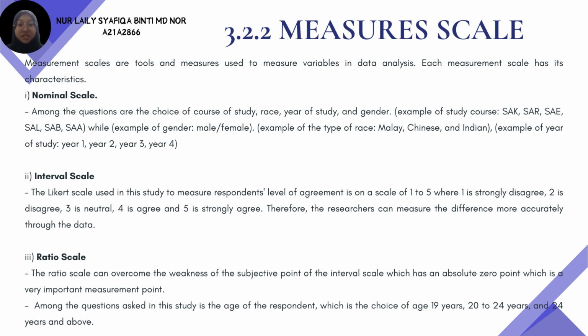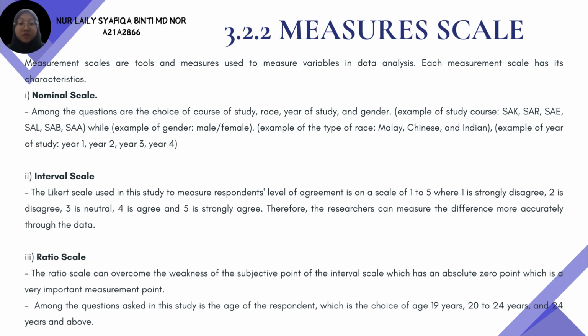Number 1 is the nominal scale. This scale acts as a label to classify and identify the items. This study has used 3 basic questions as basic data for the research to collect information related to facilities at University Malaysia Kelantan at Pengkalan Chepa campus. Among the questions are the choice of course of study, race, year of study, and gender.